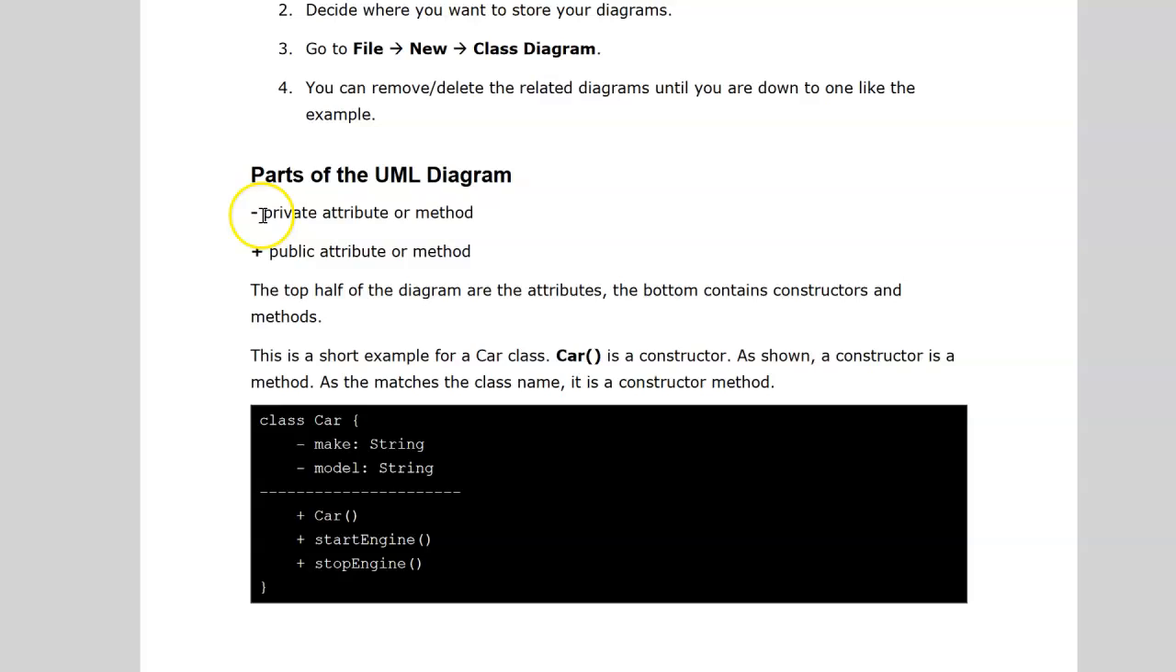So parts of it: a dash means that it's a private attribute or method. So make is a string, model is a string. These are two private attributes, and most of the time we do private attributes and public methods. So plus means that these are available for the rest of the program. That doesn't mean that they're available to the general public.